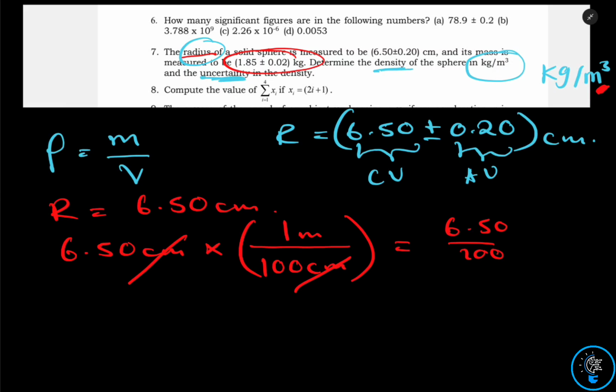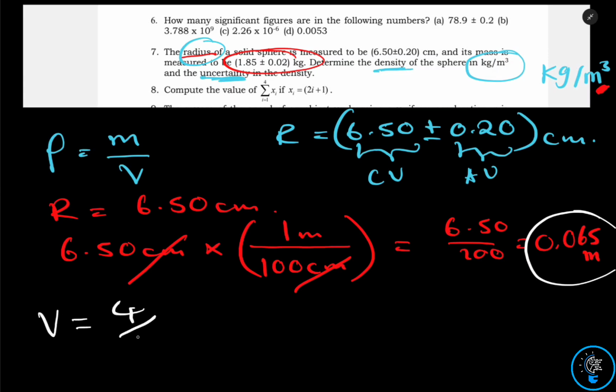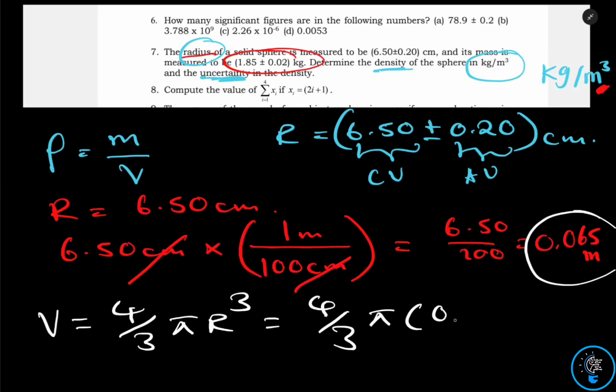Okay, let's punch that into our calculator. Divided by 100, you are going to get a value of 0.065 meters. Okay, so we have this one as our radius in meters. Now, let's find the volume. We know that the volume of a sphere is given by 4/3 pi r cubed. And we know that r is equal to 0.065 meters, by the way, cubed.